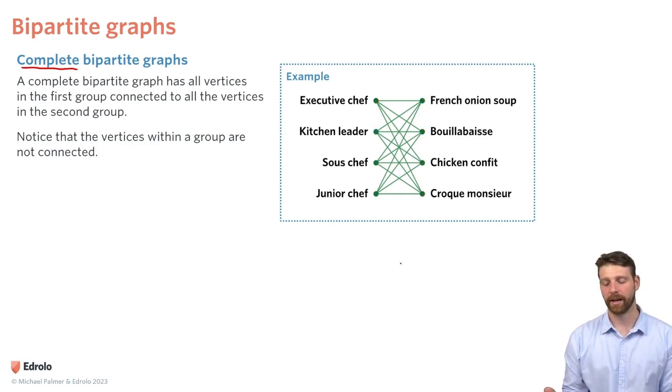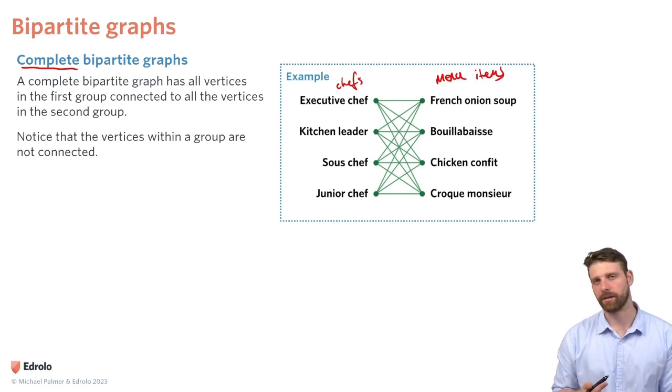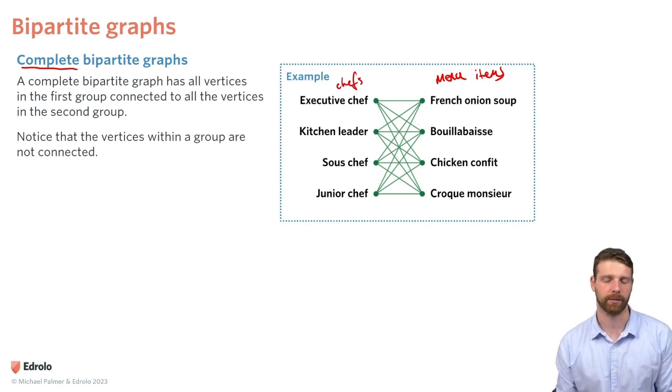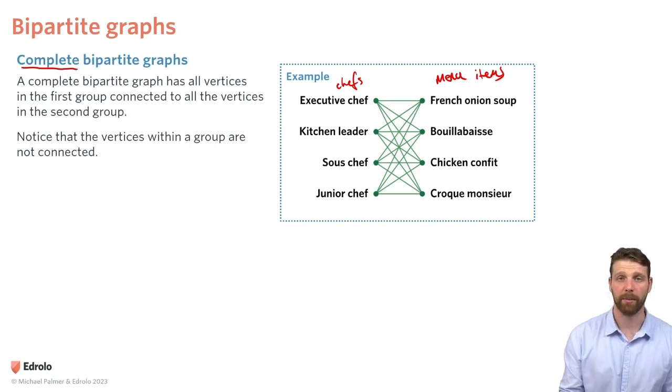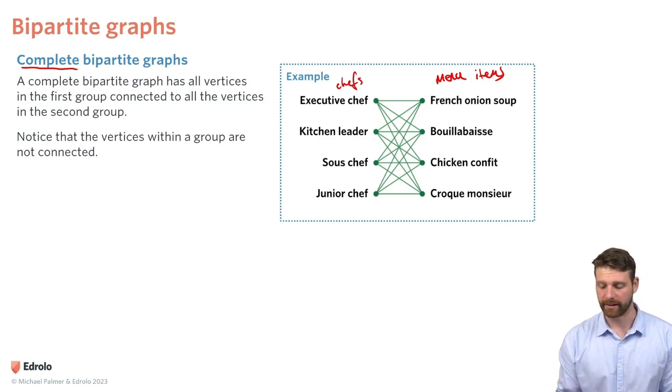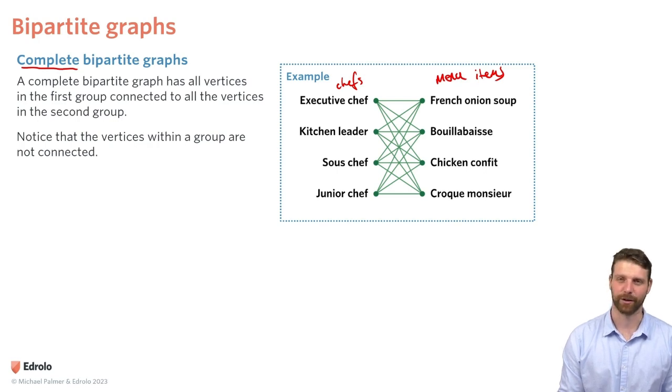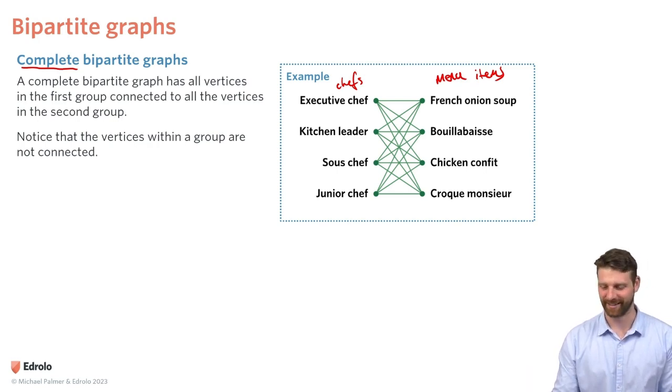Okay, my example here is I've got some chefs and I've got some dishes or menu items that they know how to make. I think this makes sense because if you think about a restaurant, all the chefs in that restaurant probably learn how to make all the dishes. They probably know how to make all the food items on that menu. So I've got executive chef, kitchen leader, sous chef, and junior chef, and I think they all know how to make French onion soup, bouillabaisse, chicken confit, and croque monsieur. And apologies if I haven't pronounced anything there correctly. Didn't take French in high school. So, at least not for very long.